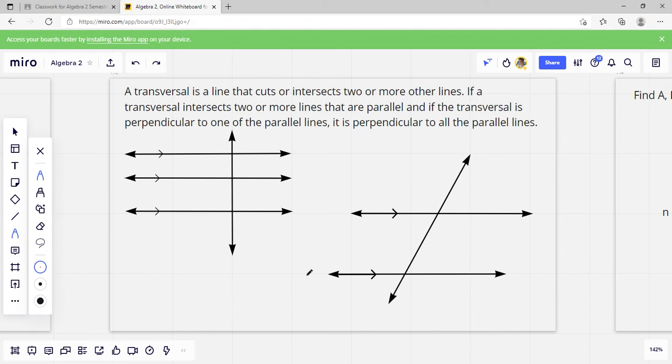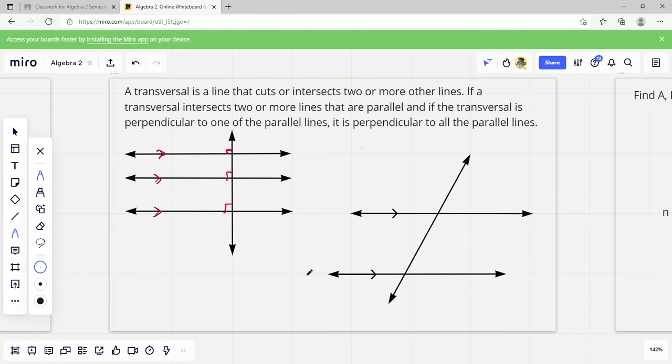Now these little marks right here, these little half arrows, little bitty arrows, those tell us that all these lines are parallel. They're all going exactly the same. Alright, if this is perpendicular to that one, that means it has to be perpendicular to that one and to that one.